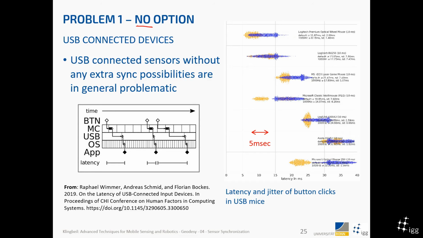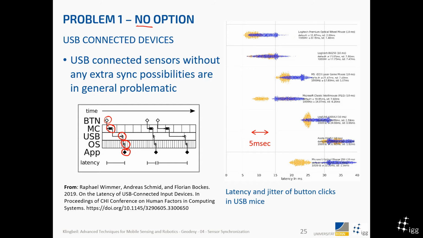But there are different layers in the PC between the actual button click on the mouse, then the microcontroller on the mouse, which is pushing it to the USB of the PC. Then there's the operating system dealing with these USB stack things, and then this goes up to the app, right? There are many different stages involved between something which is outside of the PC and the actual application in the PC which does something. And this is the so-called latency.